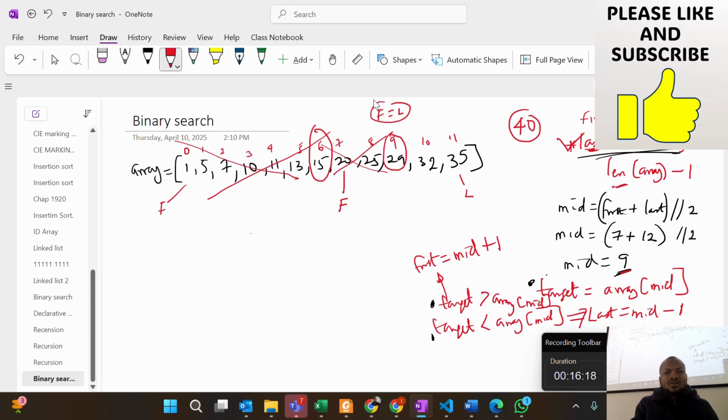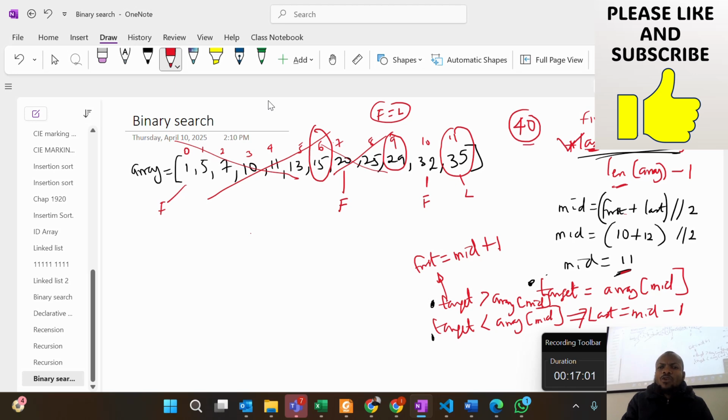What is now the first? The first is now the value after the middle index, isn't it? So the first should now be what? Should now be 10. Is that understood? So let's calculate the middle index. That should be what? 10 plus 12 divided by 2. And that should give me what? 22 divided by 2 is what? Is 11, isn't it? So the index 11 is now my middle index.